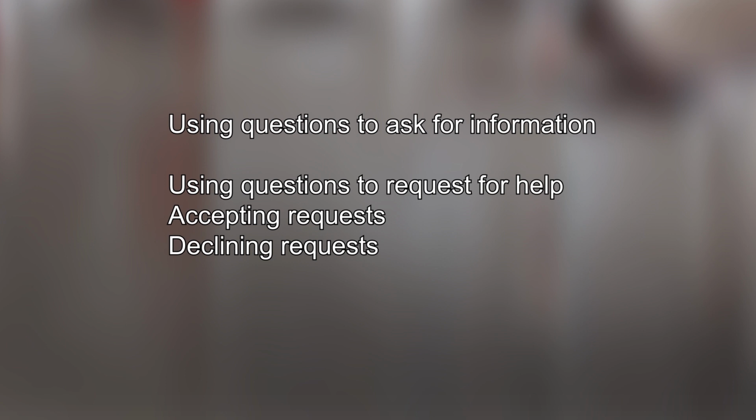Hello everyone, this is module 4 of unit 1 in speaking and listening. In module 3, you remember we looked at formal and informal ways of starting and ending a conversation. In this module, module 4, we're going to look at using questions to perform two functions in English: asking for information and requesting for help. We'll also see how we can respond to these.